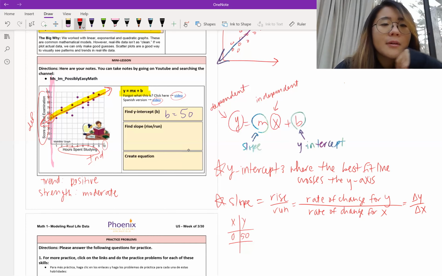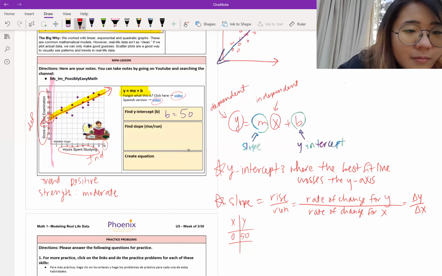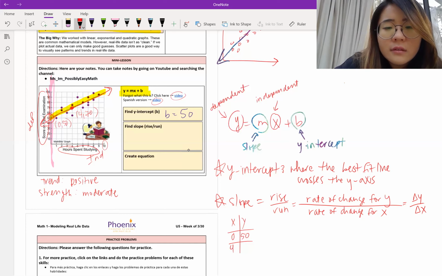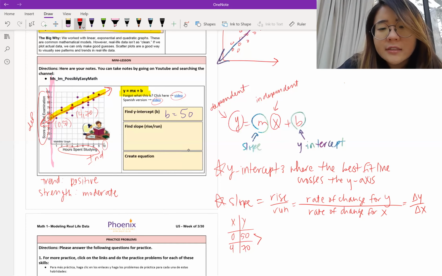So in this case, I'm going to use this point here at 4. I see that the line crosses here, so that's going to be (4, 70). And I'm going to use the point (0, 50). Then I've got to find the change. So how much do we change by? In this case, 50 plus 20 is 70, so y changes by plus 20. This one is plus 4.